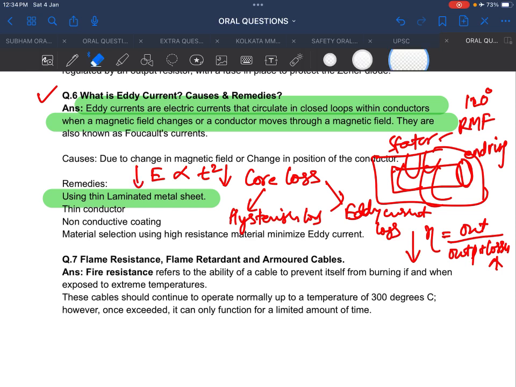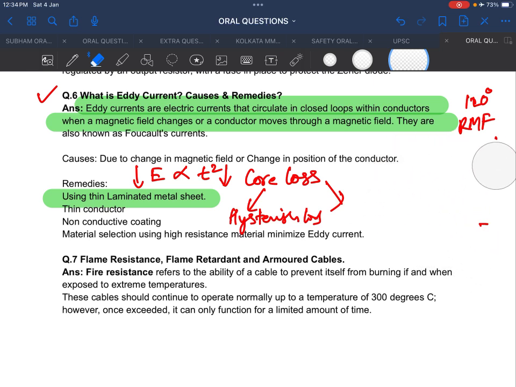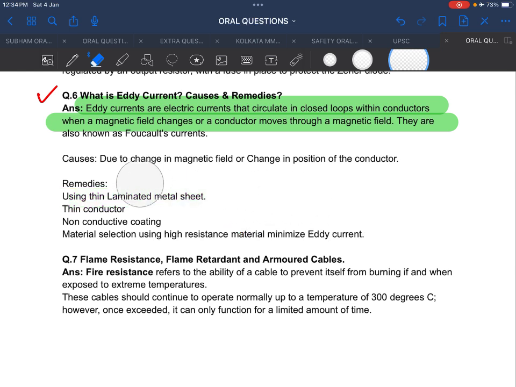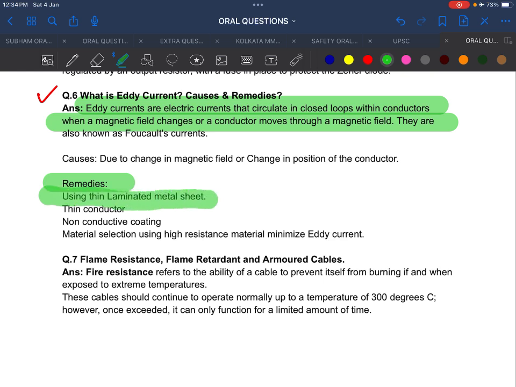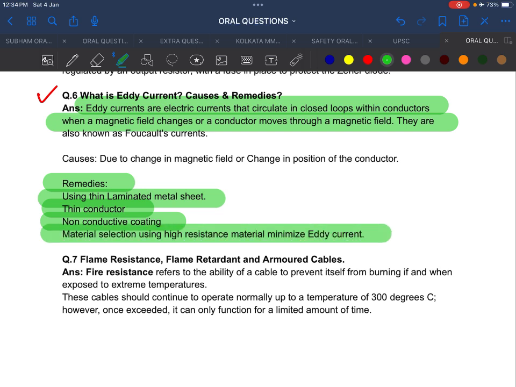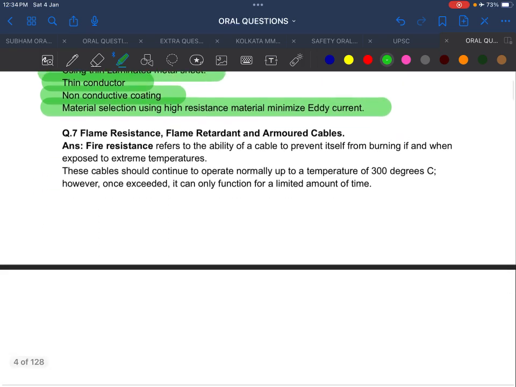Let me remove this. Okay, so how can we reduce this? What are the remedies? Using a thin laminated metal sheet, thin conductor, non-conductive coating, and material selection using high resistance material to minimize eddy current loss. So this is eddy current, and you understand it very well.